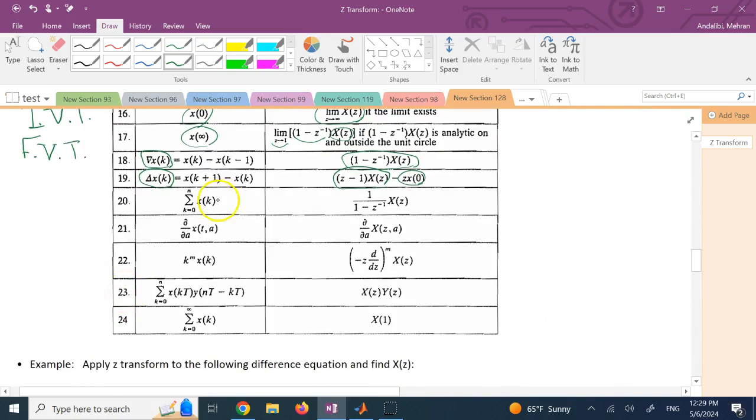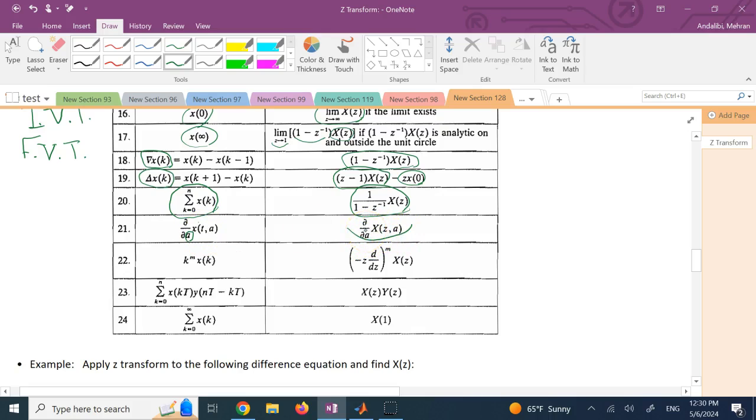And then, for instance, if you apply the z transform on a summation of a series, it's going to be 1 over 1 minus z inverse times the z transform of the series itself. If you take the partial derivative with respect to a parameter a, not time, that's the same as taking the partial derivative with respect to a of the z function. So a, which has nothing to do with time, will also have nothing to do with z in the z domain.